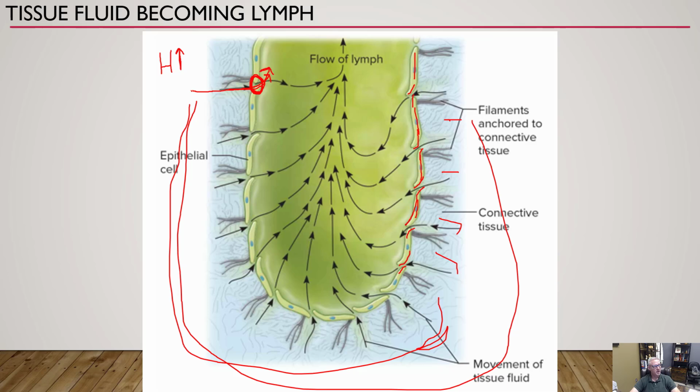And then when the hydrostatic pressure is greater on the inside of the lymphatic capillaries, that pressure is going to push these cells back together to create that little valve being closed, so that water or that lymph cannot go back out into the interstitial space.